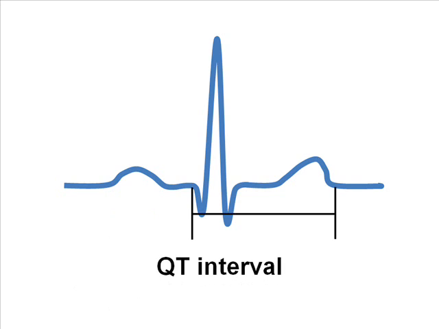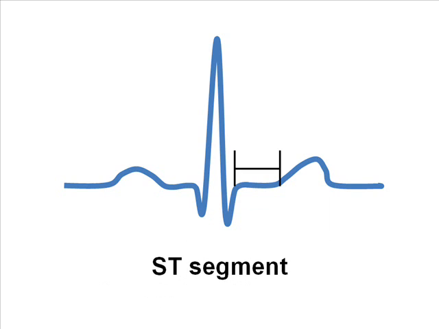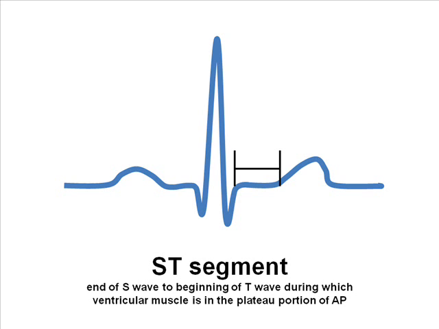The QT interval runs from the start of the QRS complex to the end of the T wave, and it represents the time period from when ventricular depolarization begins until ventricular repolarization ends. So it's in essence from the very beginning of ventricular contraction until ventricular relaxation is fully engaged. And then here's the ST segment, which is from the end of the S wave to the start of the T wave, and the ventricular myocardium is in the plateau phase of its action potentials during the ST segment.